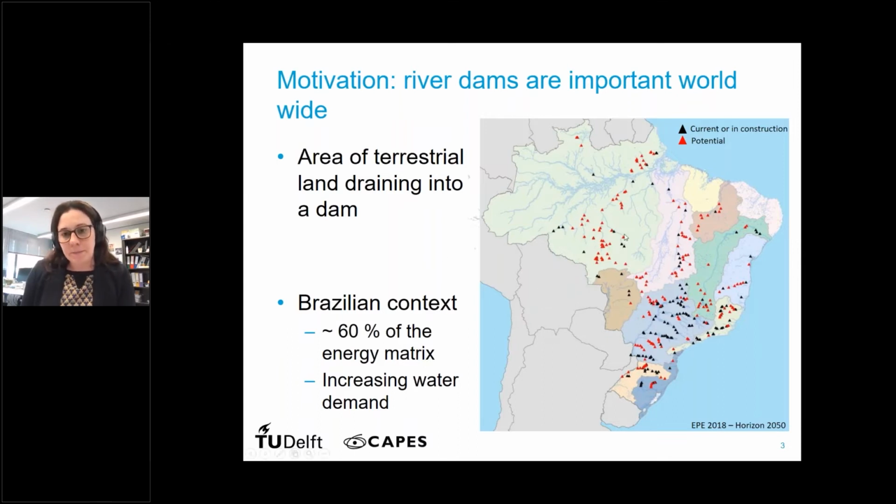So this is data from the Horizon 2050 report. In black, you can see the current or in construction dams, and in red, you can see the potential ones. Nowadays, hydropowers represent 60% of the energy matrix, and we have a scenario of increasing water demand. Just so you have an idea, for the next decades, it is expected that the demand of water for irrigation only will be up to 30%.